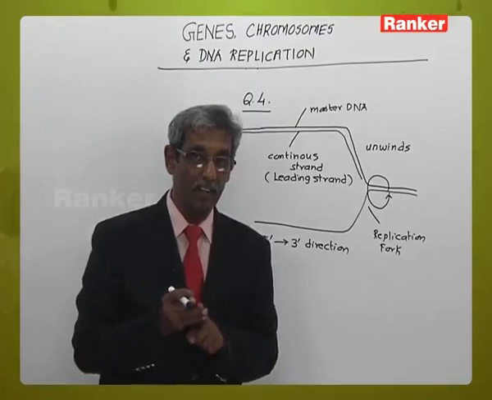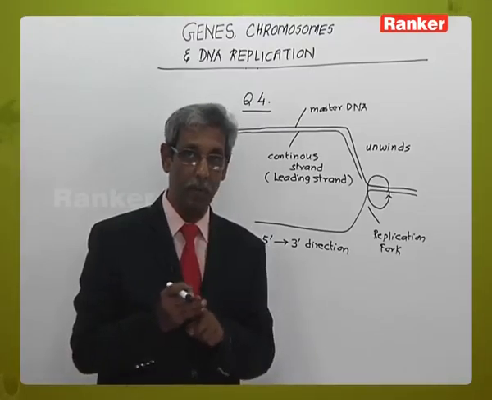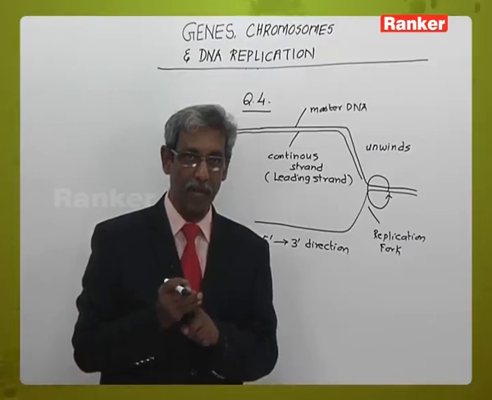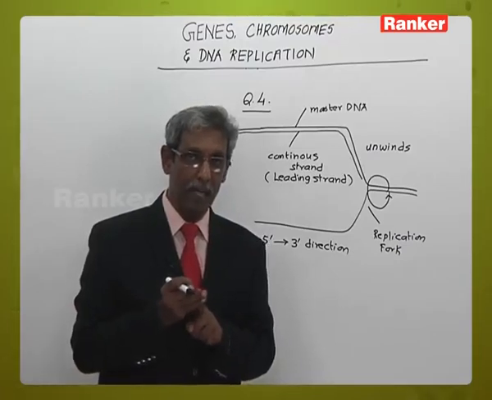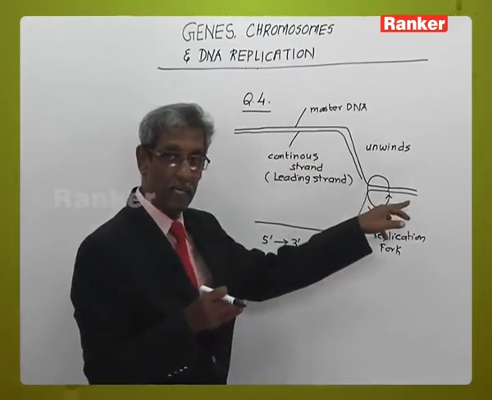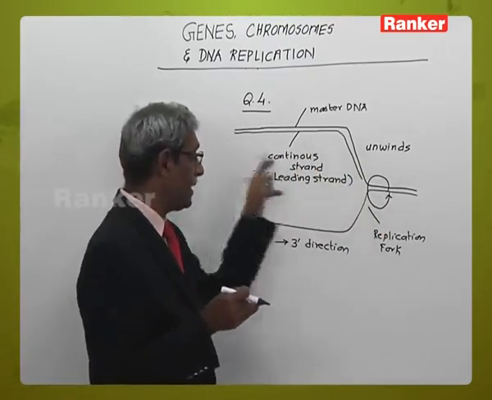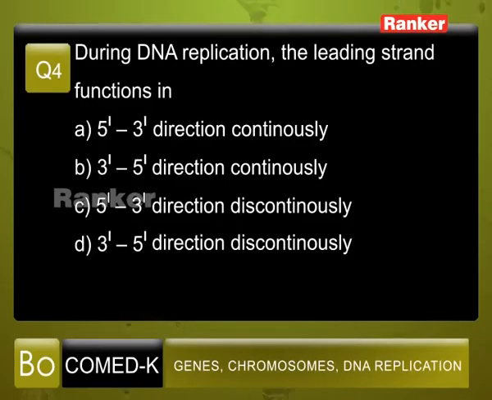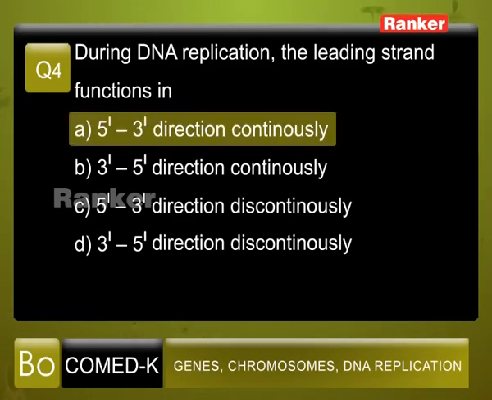What is the nature of the leading strand? How is it formed? It is formed continuously. And in which direction does it get formed? It gets formed in the anti-parallel direction, that is, in the direction of the reverse spin, from 5' to 3' end. Hence, among the choices, the right answer is A, which says 5'3' direction and continuous formation. The right answer is A.